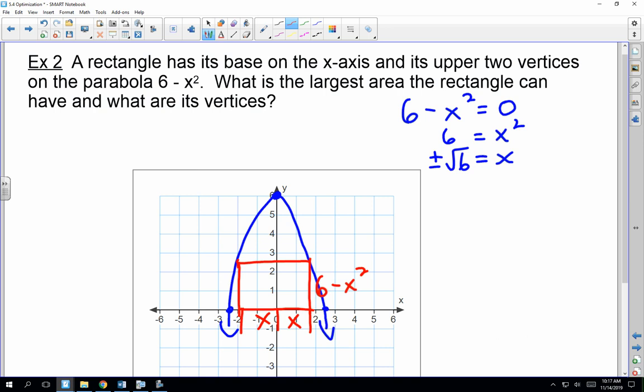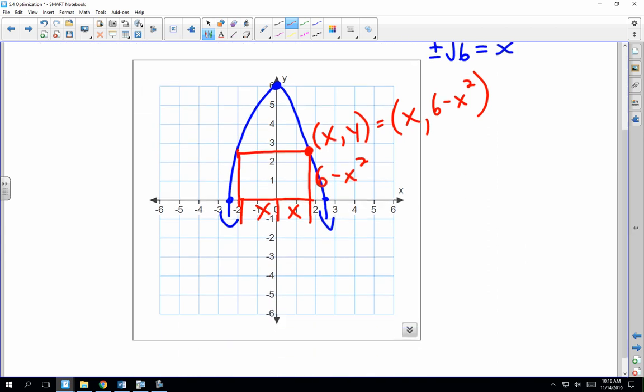So the y value, or another way to think about this, the way I think about it is this is x comma y, right? X comma y. And what is y equal to? 6 minus x squared. So it's the coordinates x comma 6 minus x squared. So now I have my dimensions for my rectangle in terms of just x. Can I write an equation? Then I can maximize. So I've got A equals base is 2x, height is 6 minus x squared.